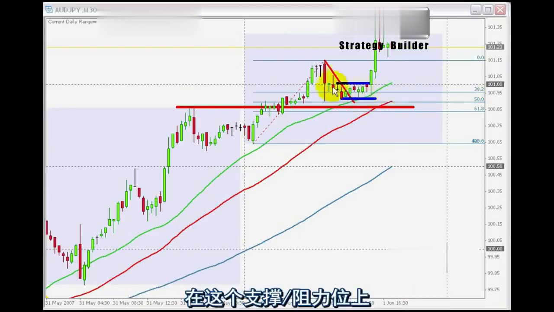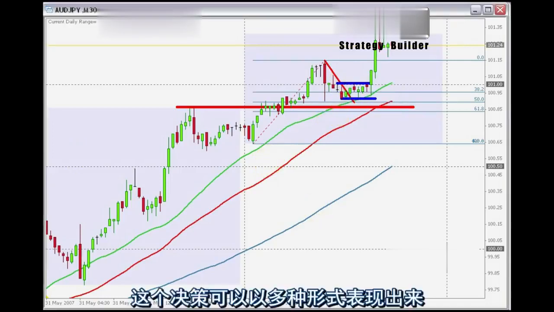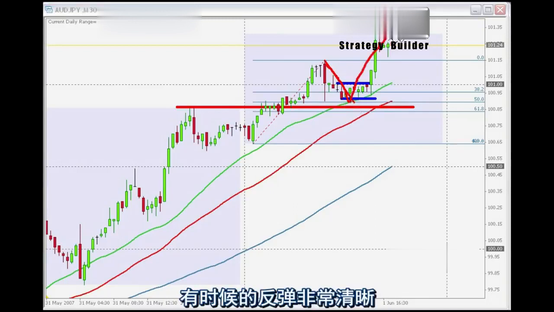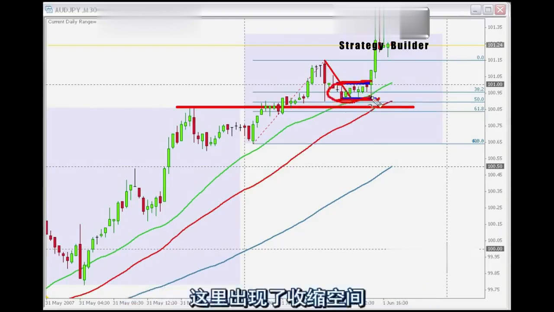At this precise time, at these levels of support and resistance, the market is bound to take a decision. It's a decision-taking point, and those decisions can be signified in the chart in different ways. Sometimes we get a very sharp bounce, a nice move straight away, or sometimes the market goes through a period of brief indecision, and that's what happens in this case. We saw a consolidation range at that precise time.